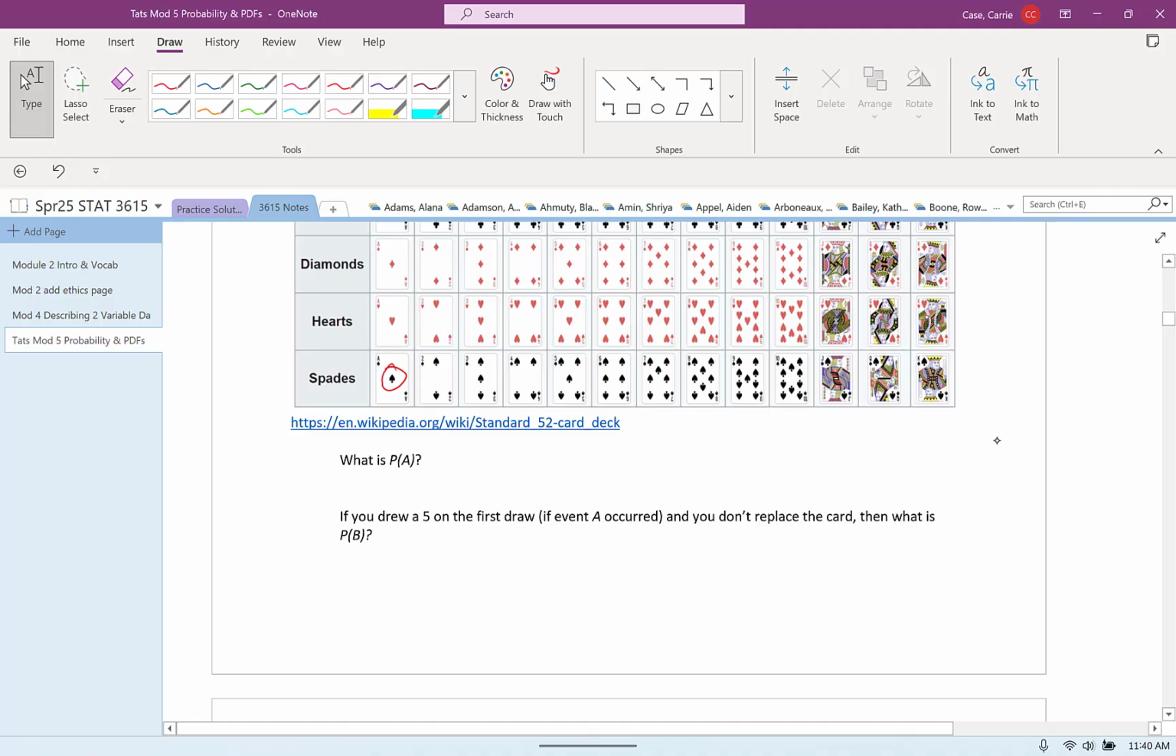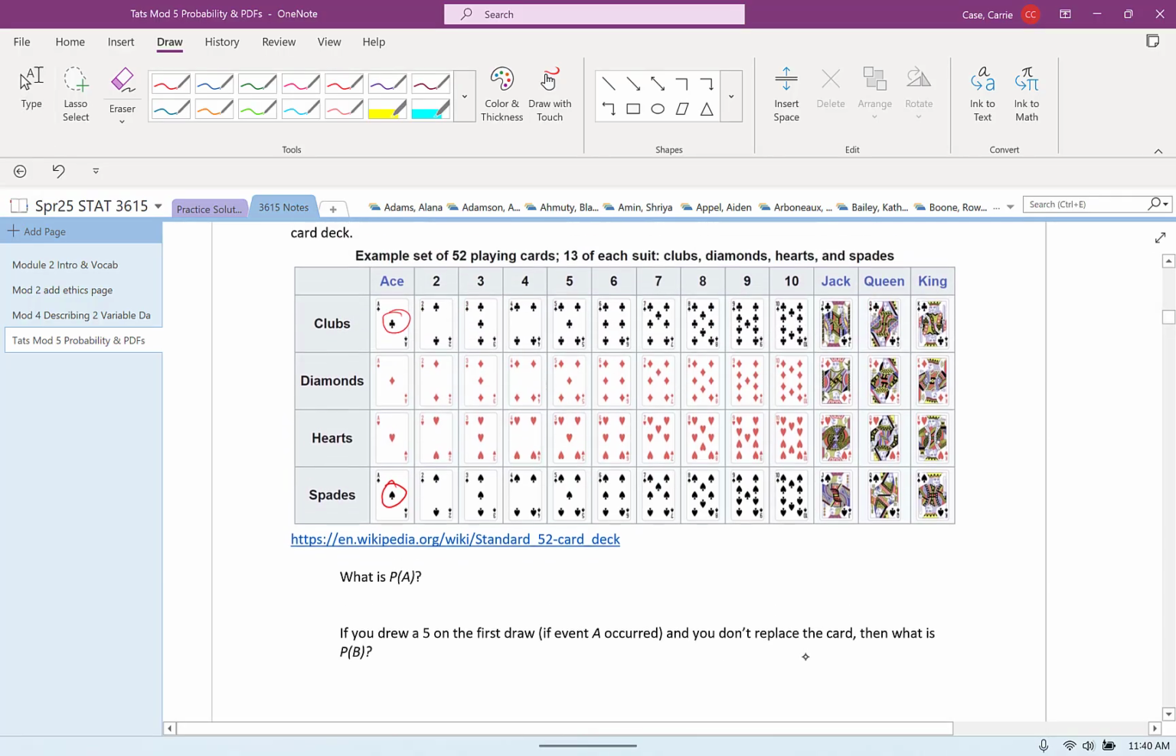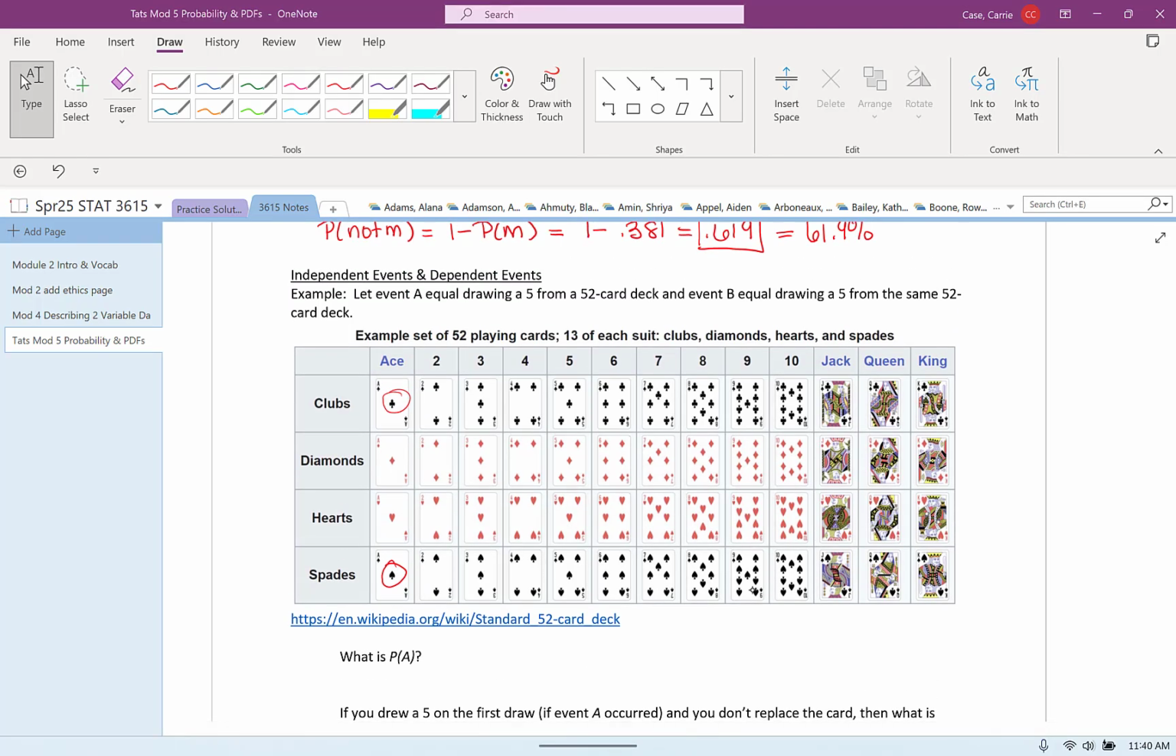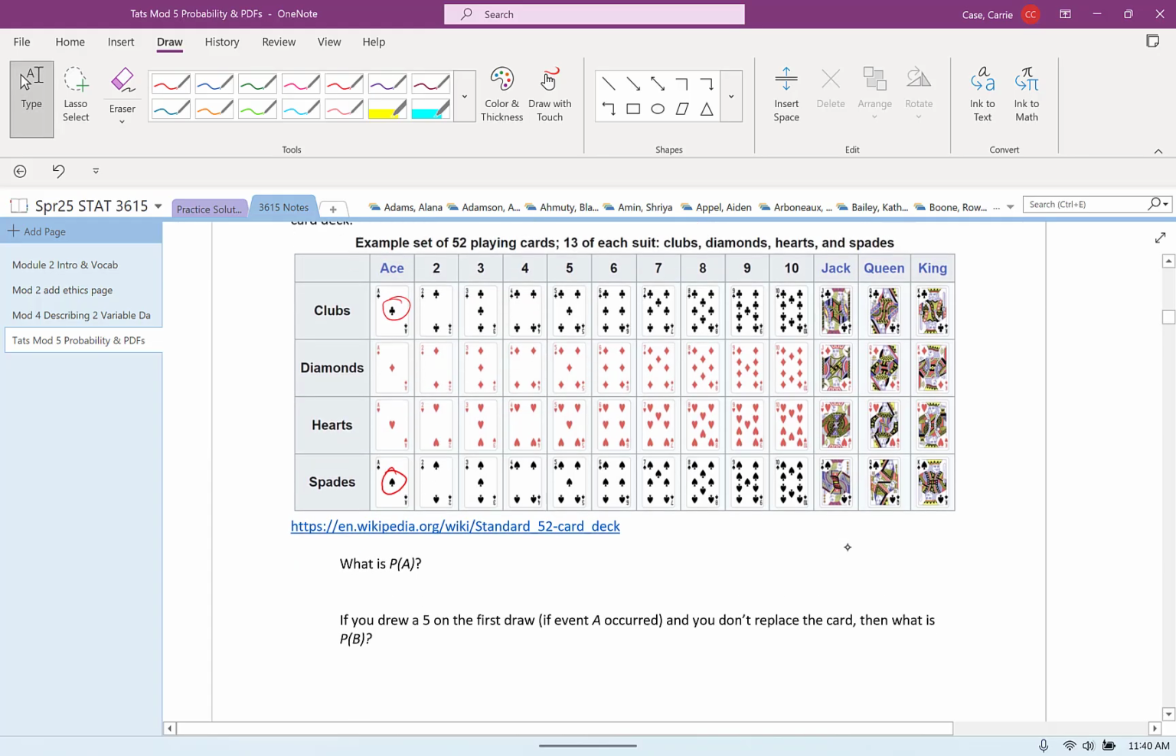So what is the probability of event A? Well, event A is drawing a 5 from our 52 card deck. So what's the probability of event A? For us, that's the probability of drawing a 5. So I'm just going to write probability of 5 there. So it's the number of 5s in the deck over the total number of cards in the deck. Well, let's look at this. Here are the 5s. There are 4 of them. And there are 52 cards, so it's 4 out of 52. And that is approximately 0.077.